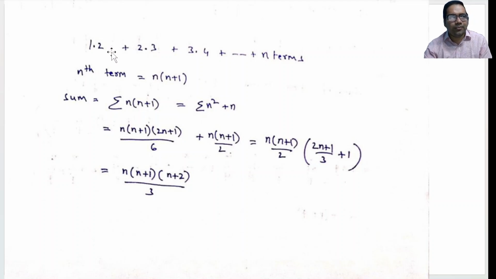This is how we have to do when there is some product, and within the product there are some known series, like arithmetic progression and all.